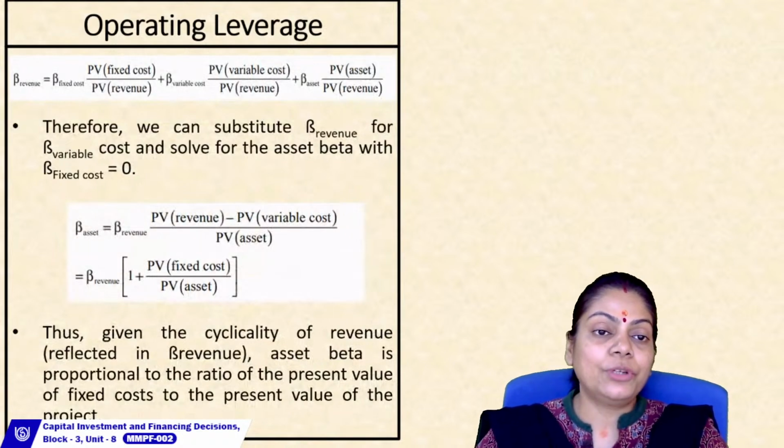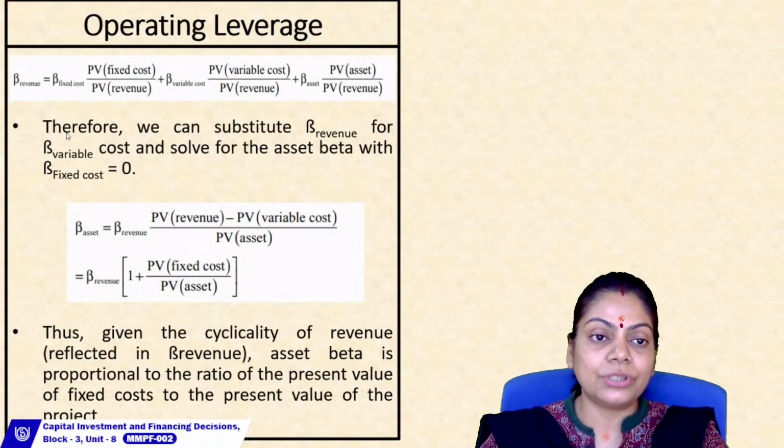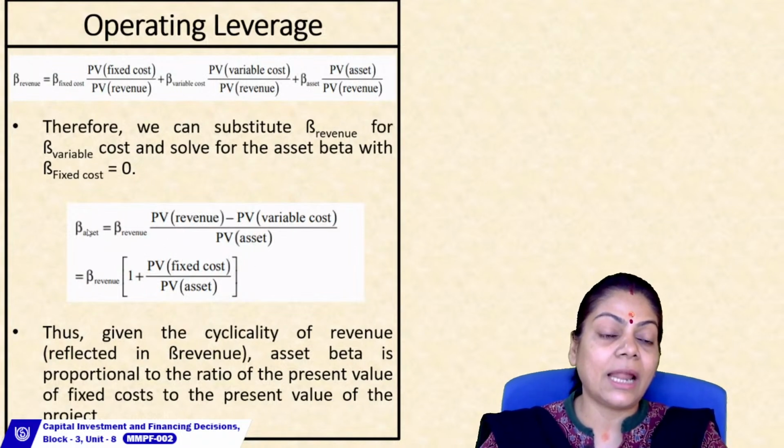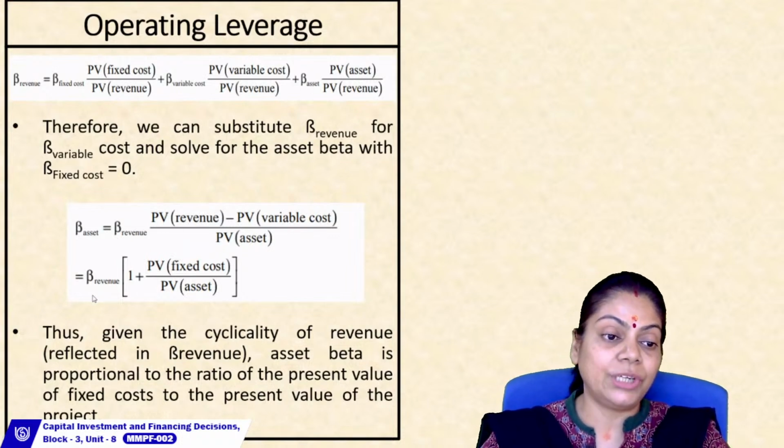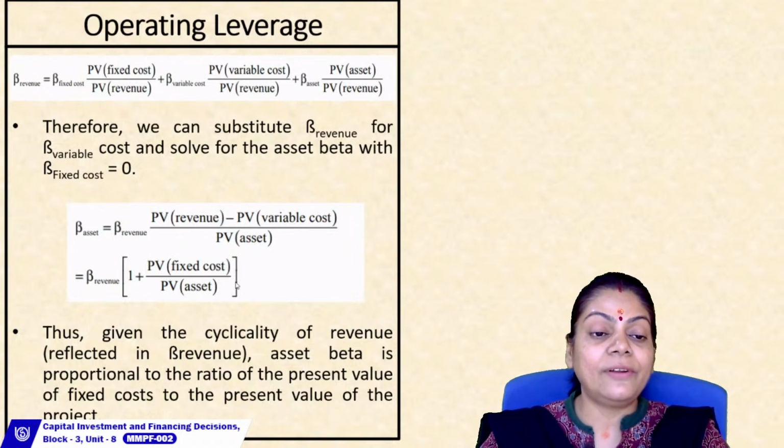Okay, so if we substitute the beta of revenue for the beta of variable cost, and solve for the asset beta with the beta of fixed cost as 0, this is what it will look like. Beta of asset, and then rearrange the equation. So the beta of asset is equal to the beta of the revenue times the present value of revenue minus the present value of variable cost, divided by the present value of asset. So it is nothing but the beta of my revenue times 1 plus the present value of fixed cost divided by the present value of asset.